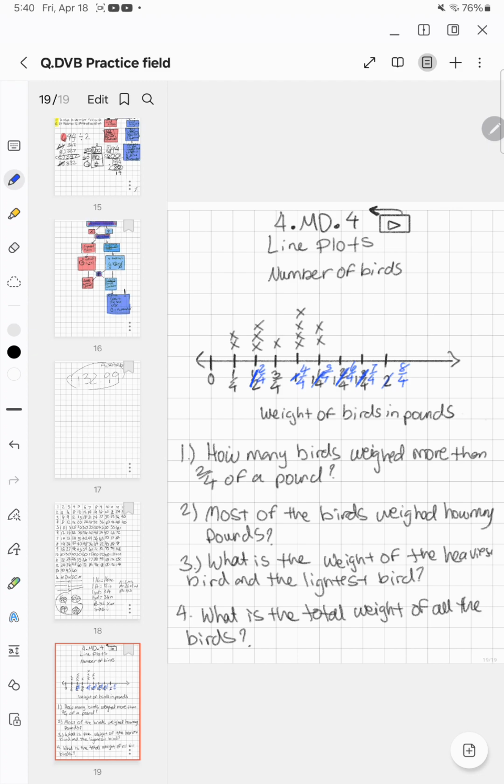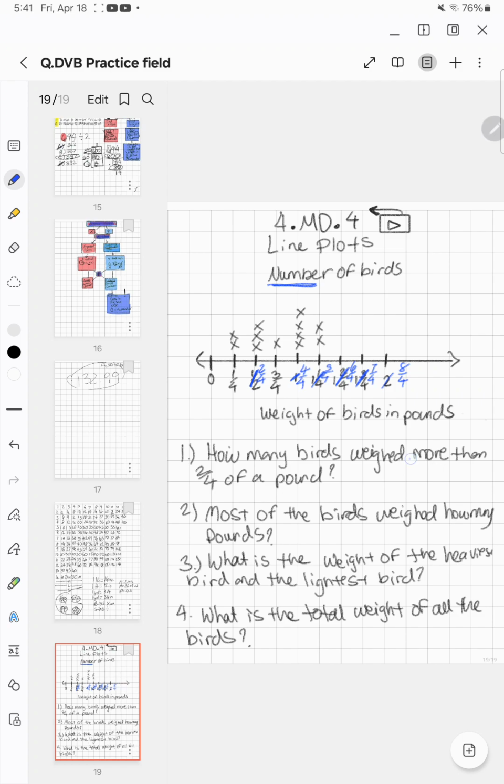So I know that 2/4 is also equivalent to 1/2. And if we look here for 1/2, I see how many birds weighed more than 1/2, which means I have to count the number of x's themselves. These questions are really easy because all you have to do is just count.